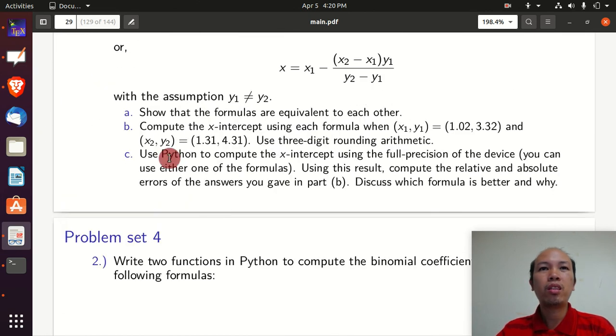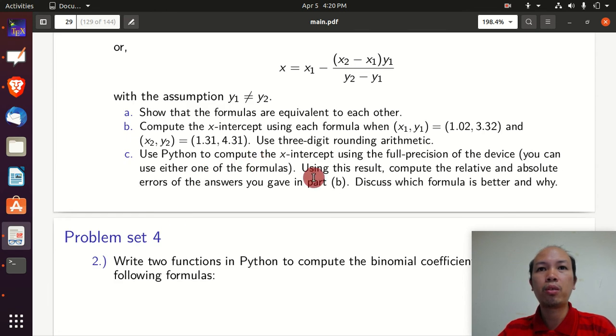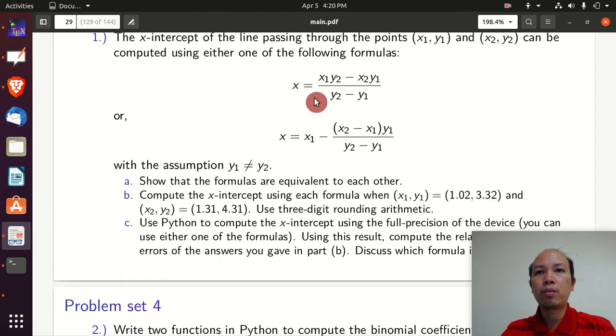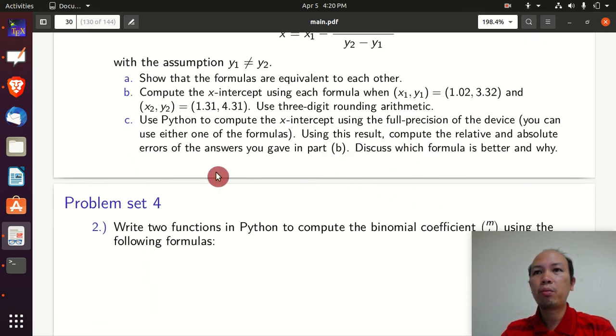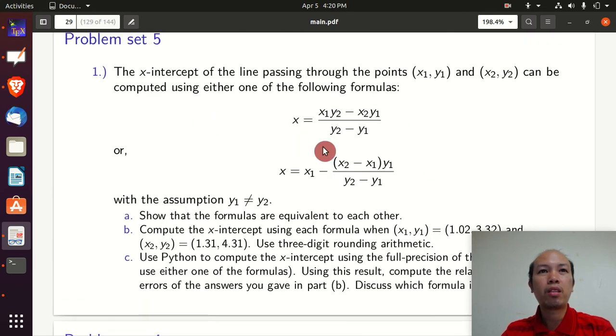For 1 letter B, compute the x-intercept using the formula and use 3-digit rounding arithmetic. And then finally, for 1 letter C, use Python to compute the x-intercept using the full precision of the device. You can use either one of the formulas. So using this result, compute the relative and absolute errors, then discuss which formula is better. That's for problem set number 5, number 1, letter C.